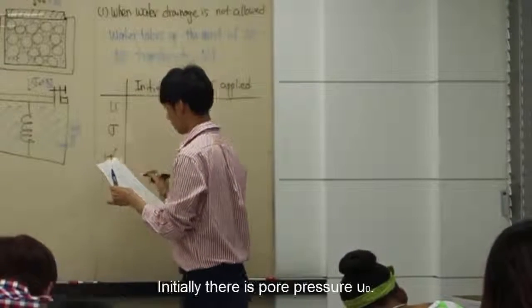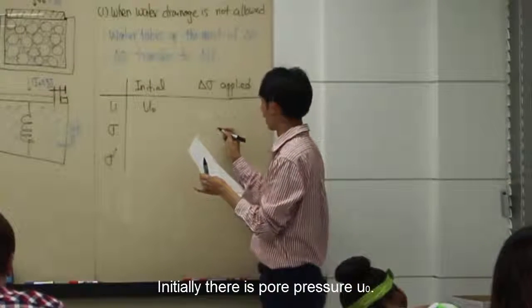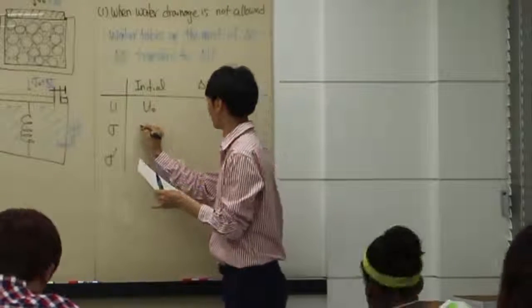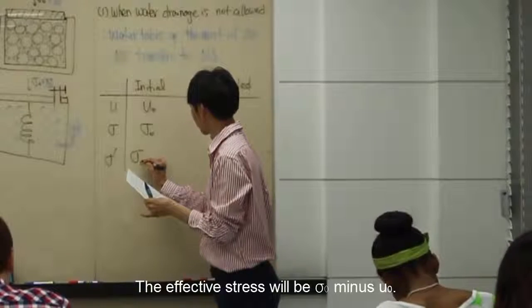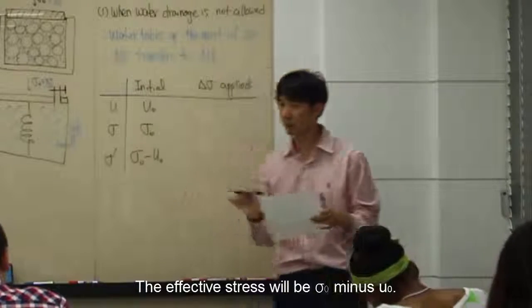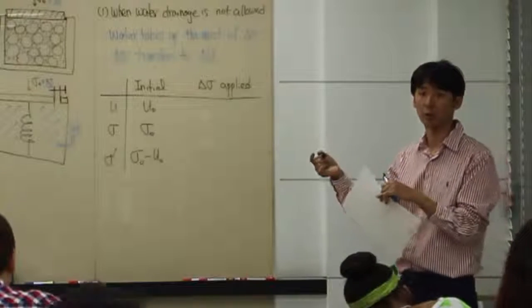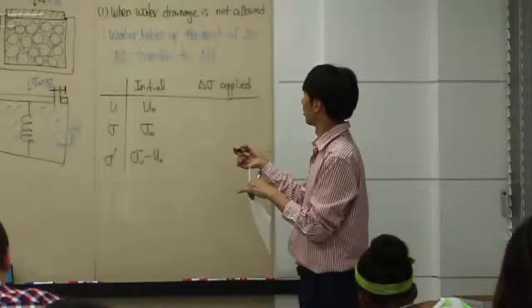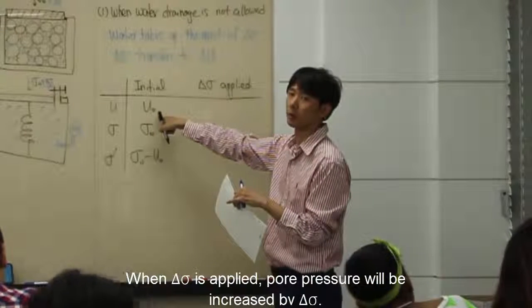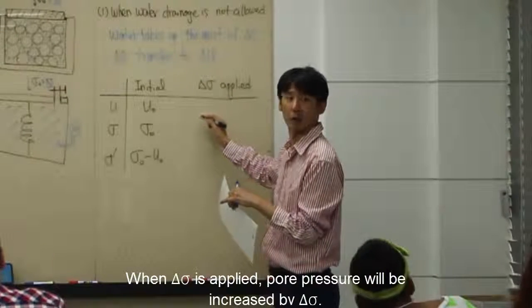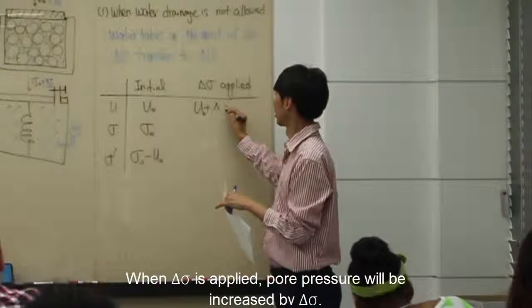For effective stress, initially there's a pore pressure u naught and total stress sigma naught. So effective stress was sigma naught minus u naught, right? Because effective stress is total stress minus pore pressure. When delta sigma is applied, what happens to the pore pressure? Pore pressure will increase by delta sigma. Right?